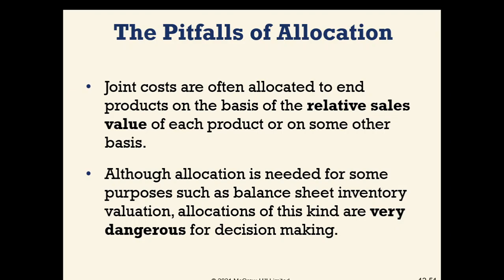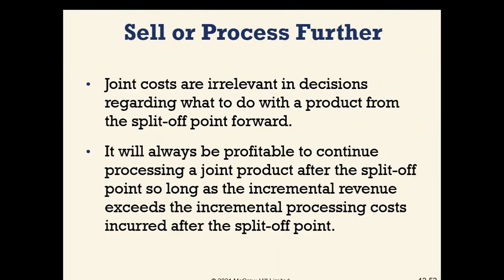To get to our three intermediary products, we need to incur those joint costs. Okay, even if we decide to process further after that point, we still have to incur those initial costs. So joint costs are irrelevant in decisions regarding what to do with a product from the split off point forward. It will always be profitable to continue processing a joint product after the split off point, so long as the incremental revenue exceeds the incremental processing costs that are incurred after the split off point.